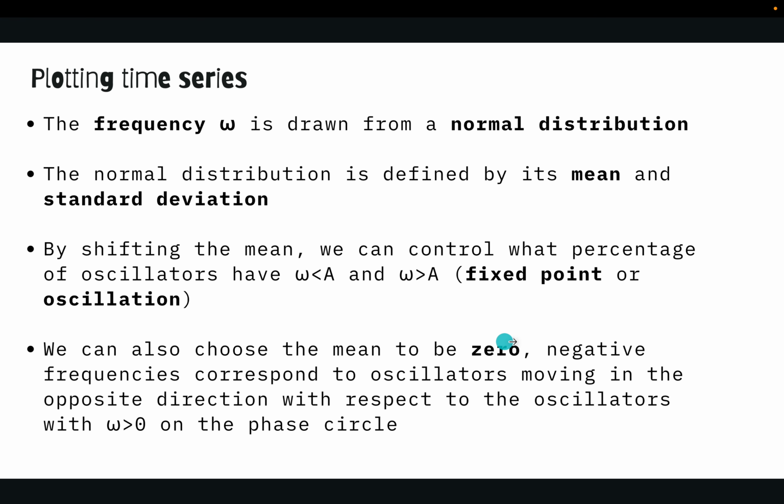You can also choose the mean to be 0, but in that case, remember, you have both positive values of omega and negative values of omega. If you choose the mean to be 0 and, for instance, standard deviation 0.4, just as an example, then basically it's negative 0.4 to positive 0.4. And negative values of omega mean the oscillators are rotating on the phase circle in the opposite direction. So if this is clockwise, then they're moving anti-clockwise, in the reverse order.